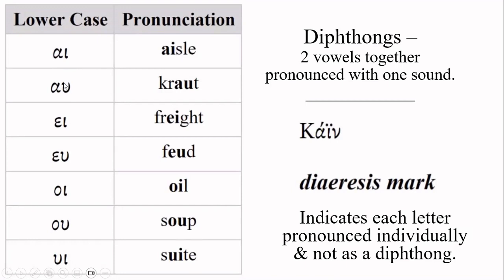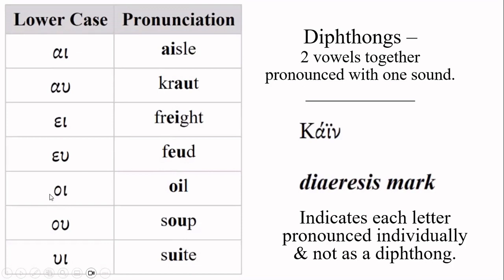Alpha, upsilon together make the owl sound as in kraut. Alpha, upsilon, owl. Epsilon, iota together makes the sound A as in freight. Epsilon, upsilon together make the sound U as in feud.